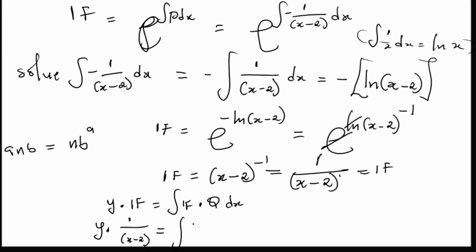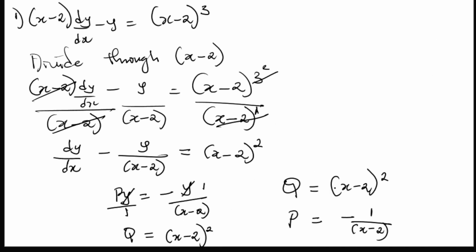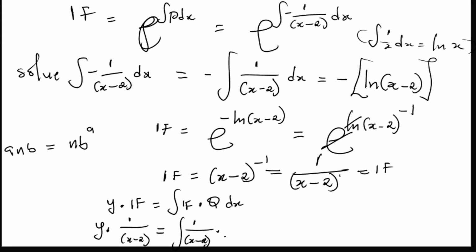integral of what? If. And what's your if? 1 over x minus 2 dot, what's now your q? Remember, we got our q here to be what? x minus 2 square. So you simply input this q that you've gotten into your second if statement, and if you input that, you simply have this to be multiplied by x minus 2 all square dx. So basically, this is what we have.